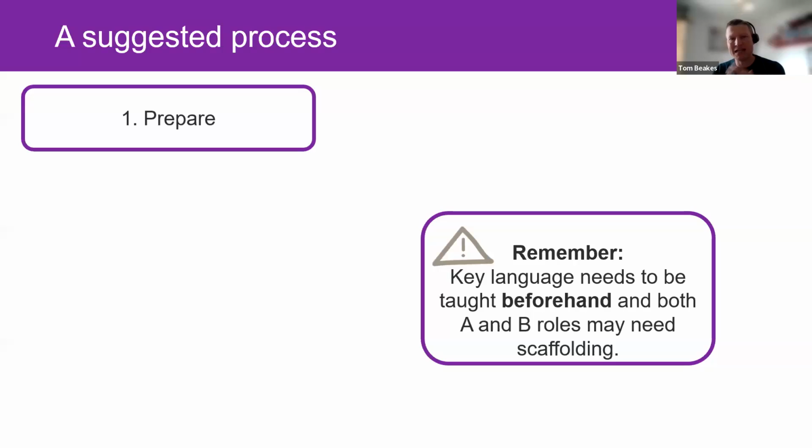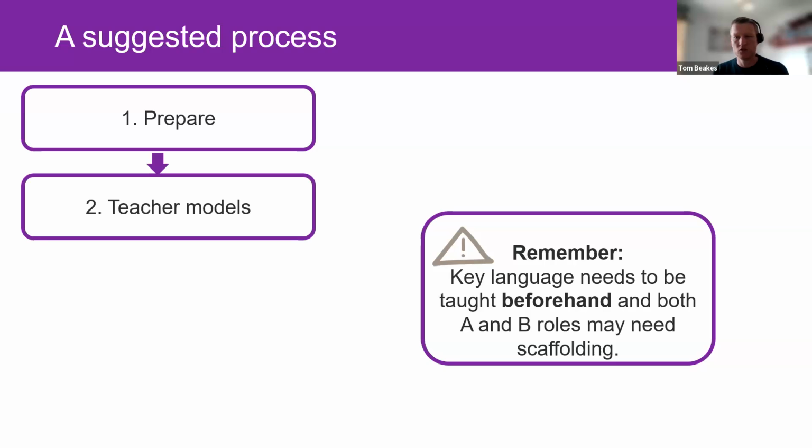And remember that any key language we want them to use should be pre-taught or they should already be familiar with. And also both A and B roles may need scaffolding, so they might need help both with asking questions, but also responding to the questions as well. Sometimes we forget and only provide the sort of questions, but we don't provide the answers as well.